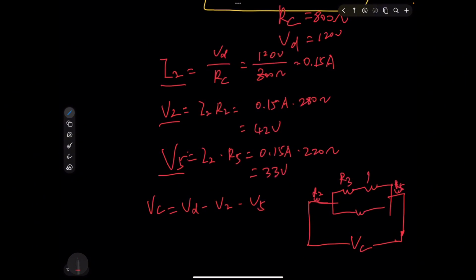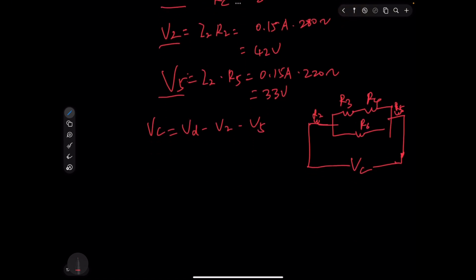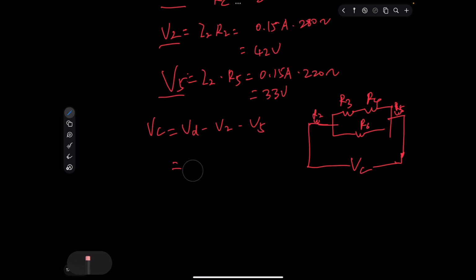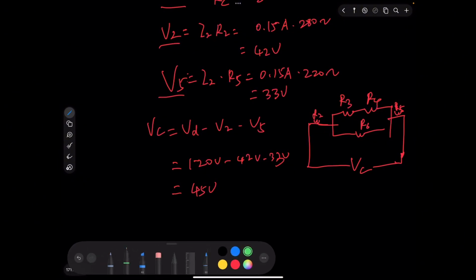So we have R3, R4, R6. So VD is 120 volts minus 42 volts minus 33 volts. That will give us 120 minus 42 minus 33 equals 45 volts. So that's VC. Basically, that's the voltage across this part.